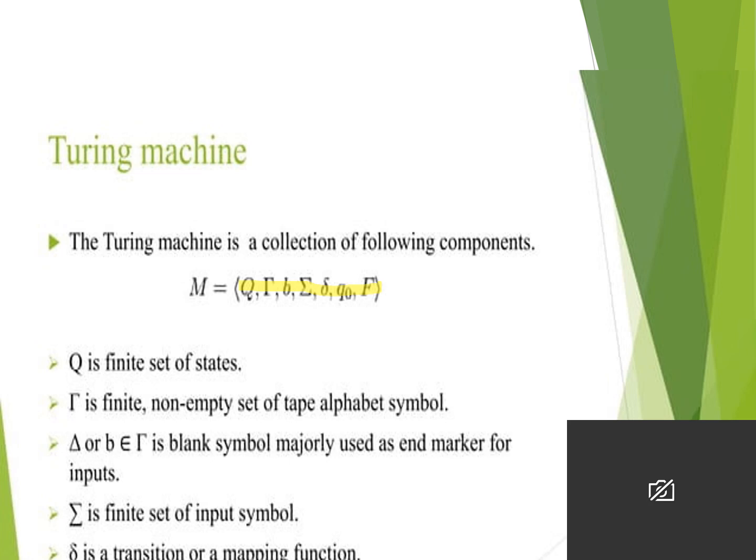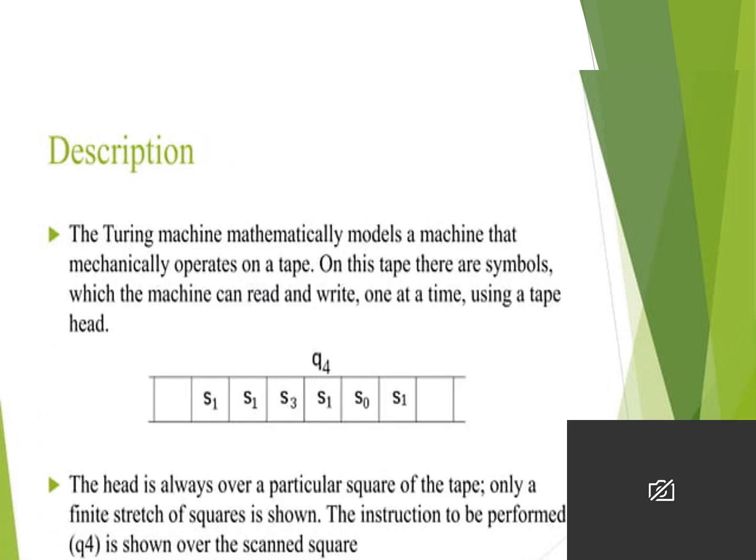It is mainly used as a marker for the inputs. The fourth one is the sigma, defining the finite set of input symbols. The transition symbol represents the mapping function. Q naught is the initial state and the capital F is the final state.